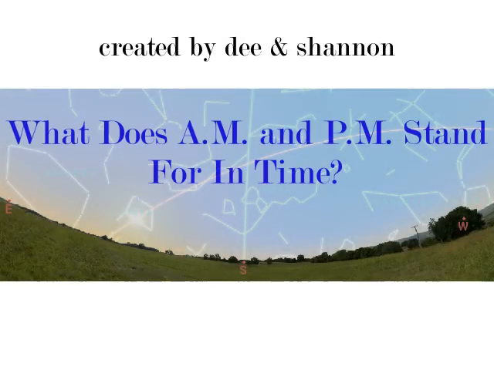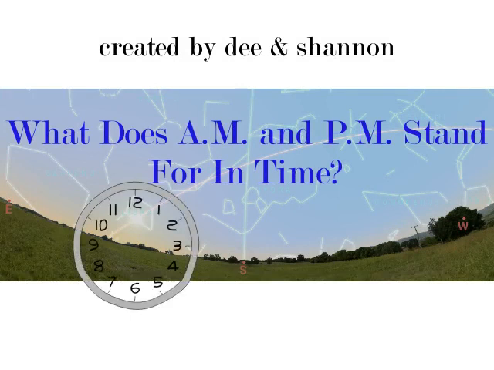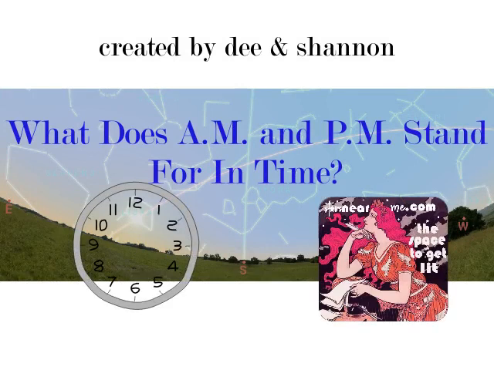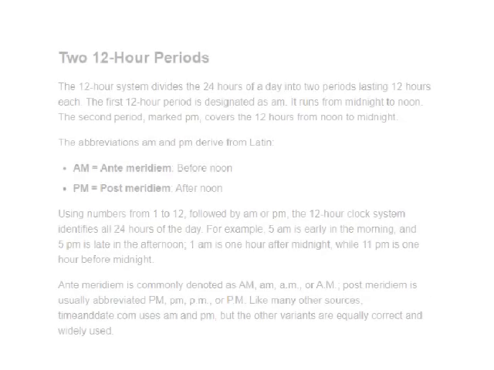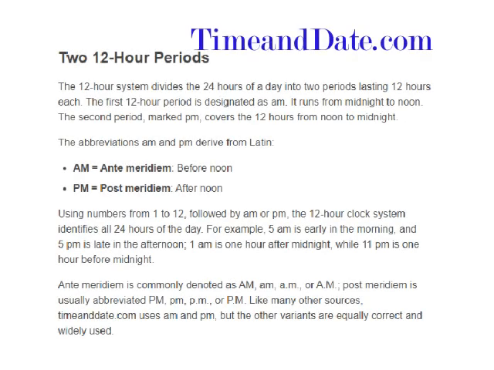What does AM and PM stand for? AM is short for ante-meridian, and PM is short for post-meridian. Well, what does that mean? So from Latin, ante means before or prior to, and post means after.